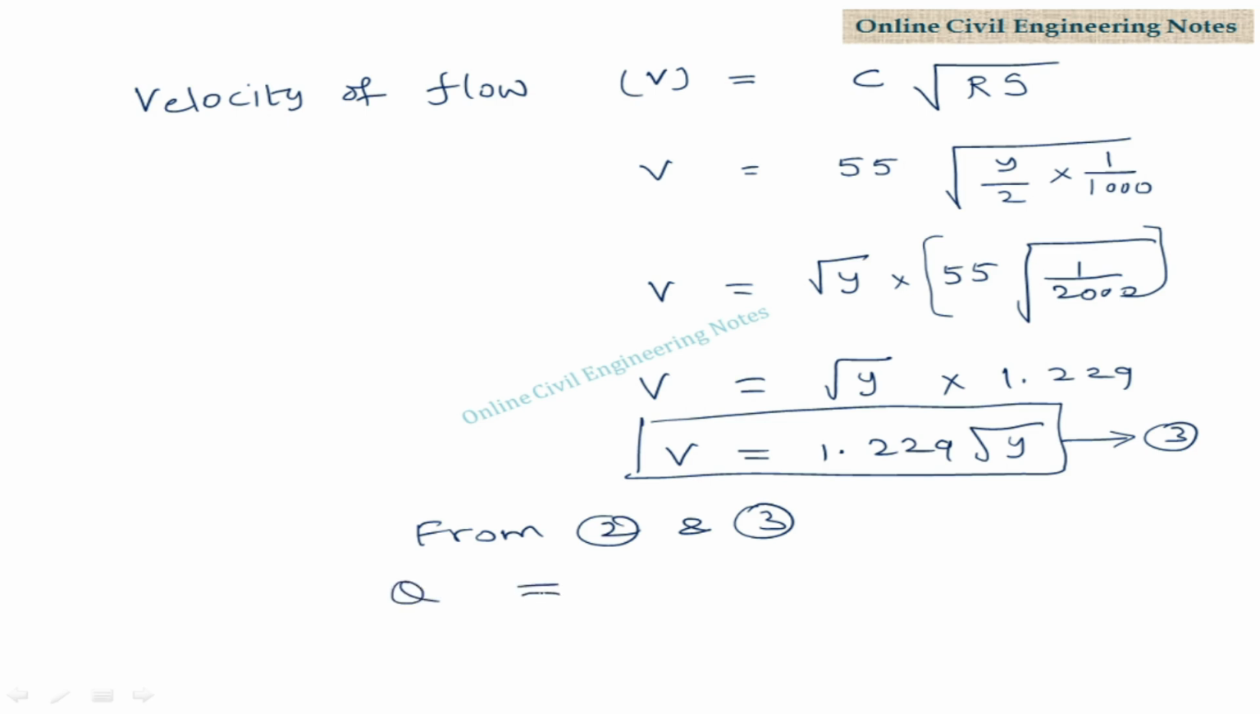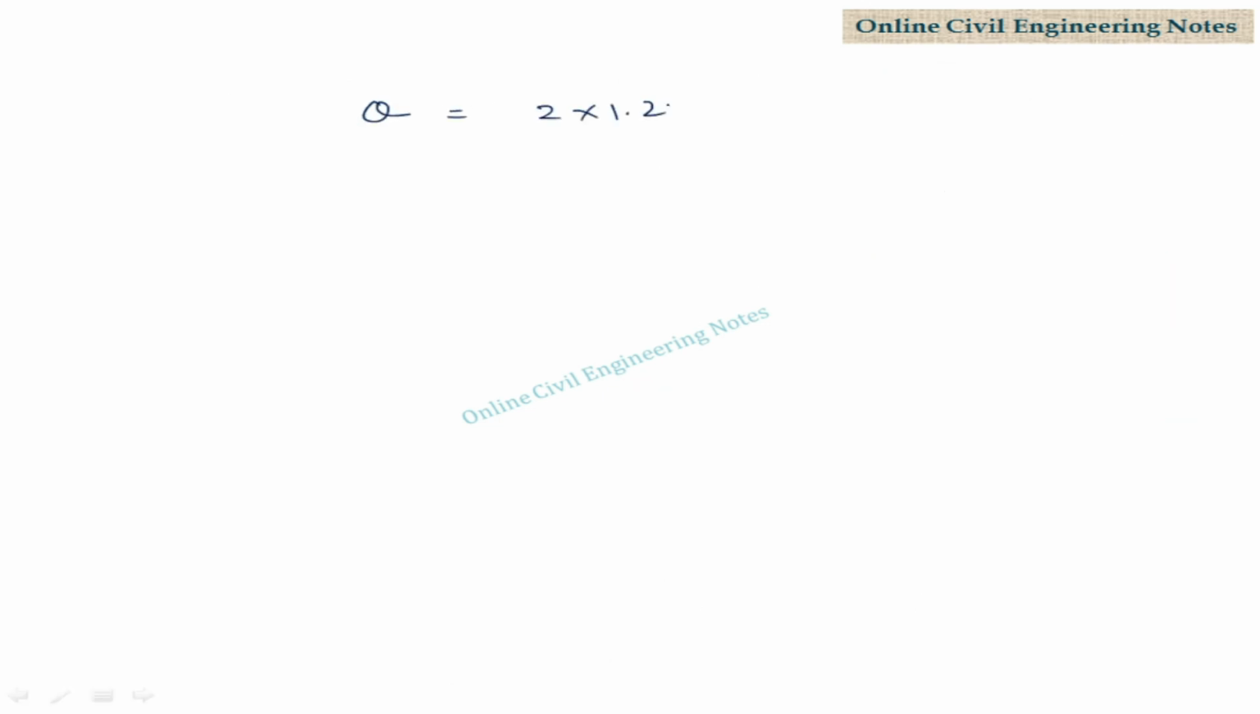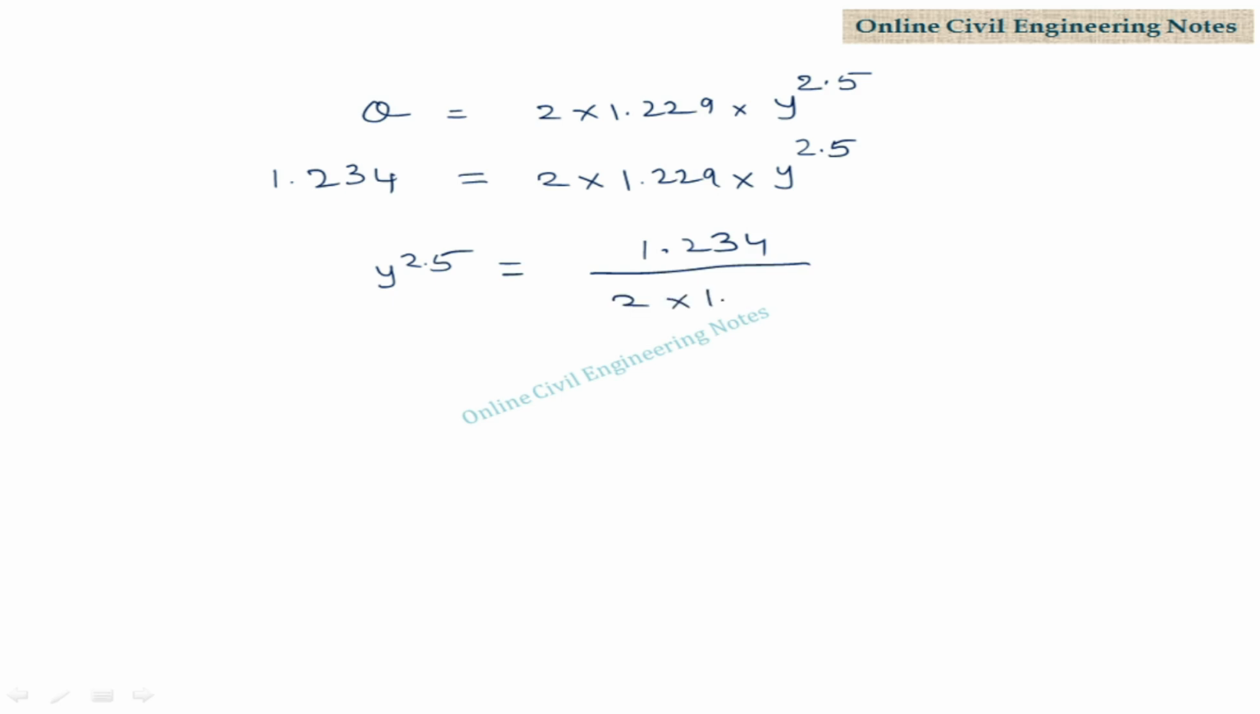From 2 and 3, discharge through the section can be written as Q is equal to A into V. A is 2y square into V is 1.229 square root of y. Q is equal to 2 into 1.229 into y square into y power 1 by 2, that is y power 2.5. We know the discharge value given in the question, 1.234 meter cube per second. Substitute here, 1.234 is equal to 2 into 1.229 into y power 2.5. Y power 2.5 is equal to 1.234 divided by 2 into 1.229, which is equal to 0.502.